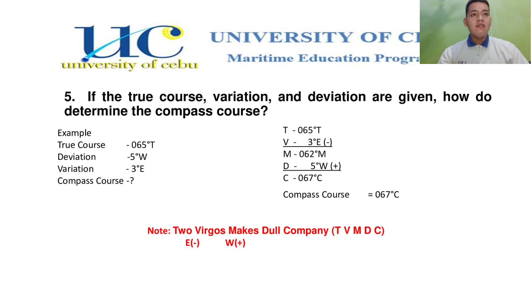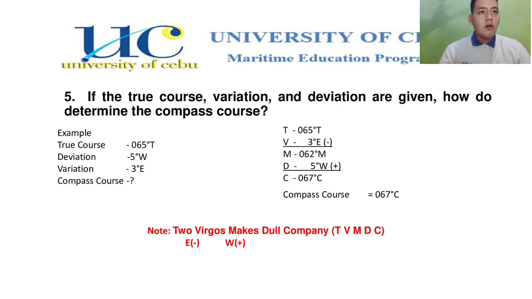For question number 5, if the true course, variation, and deviation are given, how do we determine the compass course? To get the compass course with these values given, we need to use the uncorrecting method, the TVMDC, also known as True Virgins Make Dull Company. So we have our example below.